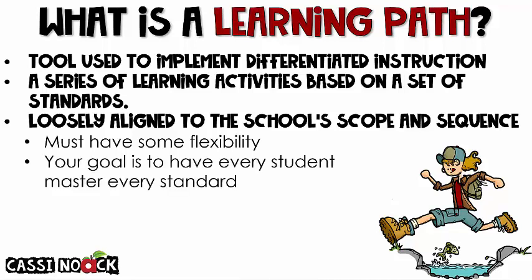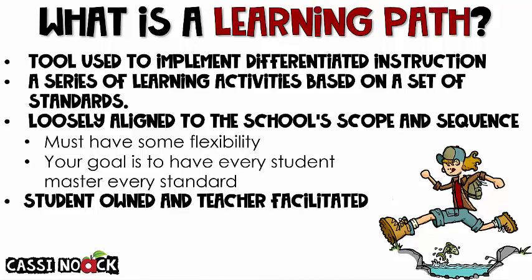Your goal is to have every student master every standard, but we know that some students learn fast and some students learn slower. Some students come to you without the background knowledge that they need to be successful. Maybe they're 2 or 3 years behind when you get them. So differentiated instruction and using a learning path recognizes that not all of your students are starting at the same place and they're not all ending at the same place. But your goal is to have every student master every standard. Finally, a learning path is something that is student owned and teacher facilitated. And we'll talk a lot more about that in just a few minutes. So that is what a learning path is.